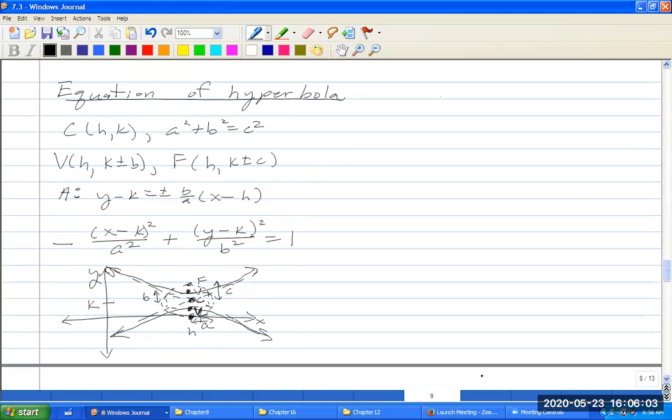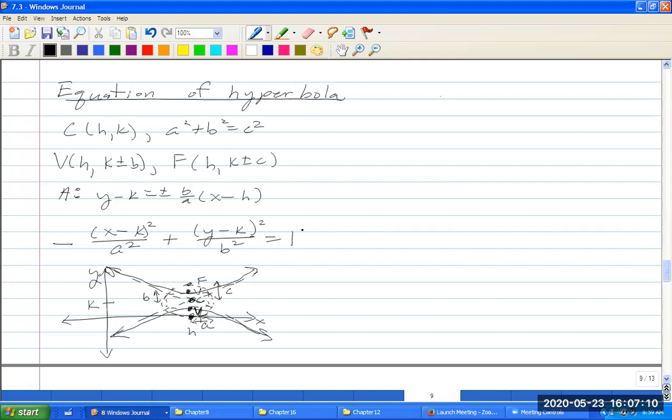Similarly, we can do a similar sort of derivation of the equation of a hyperbola. But in this case, rather than having it open to the right and left, we'll have it open up and down. So suppose that the center of my hyperbola is at (h, k). a squared plus b squared is c squared. The vertices are at h, k plus or minus b. The foci are at h, k plus or minus c. The asymptotes are y minus k equaling plus or minus b over a times x minus h. Then the equation of my hyperbola is minus (x minus h) squared over a squared plus (y minus k) squared over b squared equaling 1.